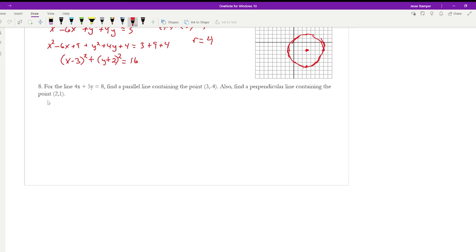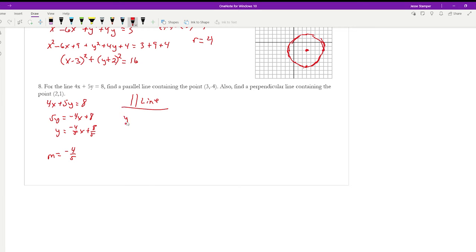So 4x plus 5y equals 8. We get 5y equals negative 4x plus 8. Then we divide by 5, and we get y equals negative 4/5 x plus 8/5. So our slope equals negative 4/5. Now for our parallel line, I'm just going to say line.